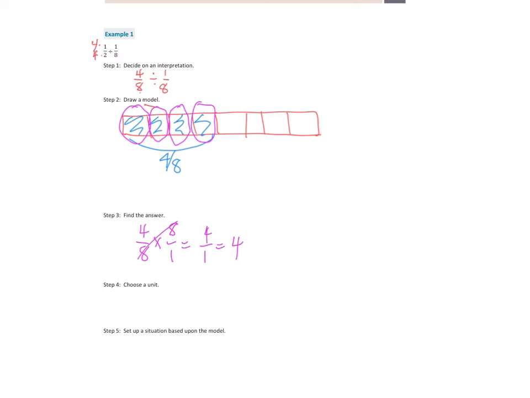Then it says choose a unit. Well, we don't have a story to go along with this problem, but if we did, maybe we could be cooking. We could have pounds as a unit. So we're trying to slowly build a situation that could be based on the model that we drew in 2.